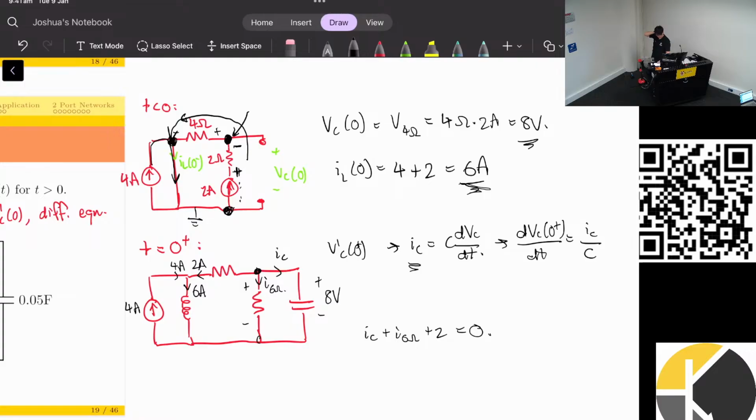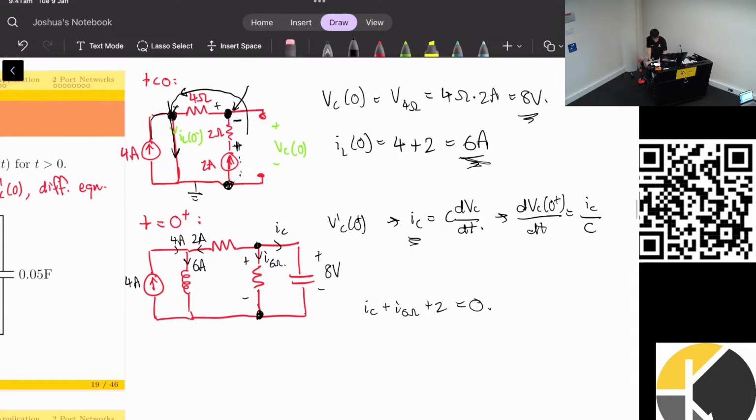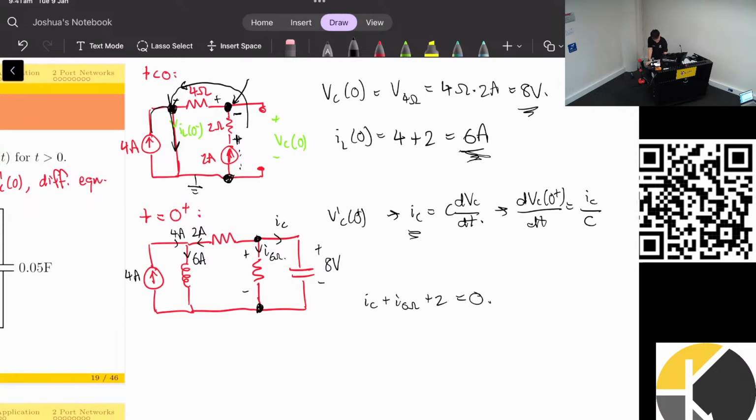What's the connection between the resistor and the capacitor on that bottom diagram? Is it series or parallel? Yeah, they should have the same voltage because they're in parallel. So then I can find the current. I can just use Ohm's law. So I through the 6 ohms is just 8, which is the voltage, over 6.